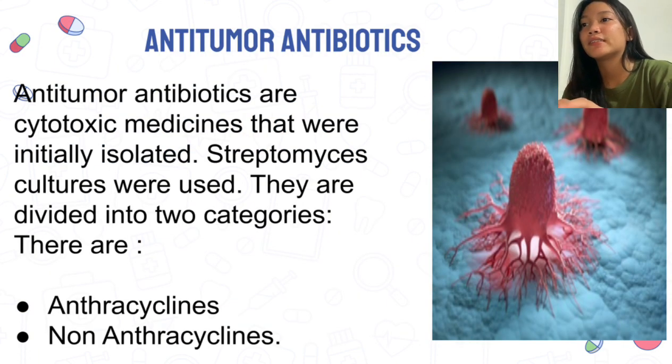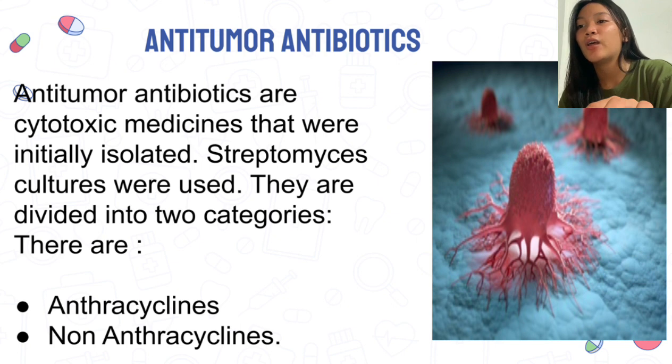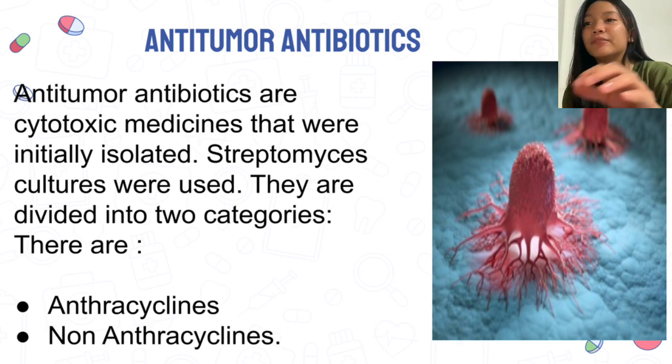Anti-tumor antibiotics. Anti-tumor antibiotics are cytotoxic medicines that were initially isolated from Streptomyces cultures. They are divided into two categories, anthracyclines and non-anthracyclines. Anti-tumor antibiotics are used only to treat cancer. They are not used to treat infections. All of these drugs injure cells through direct interactions with DNA. Because of poor GI absorption, they are all administered parenterally, almost always IV.